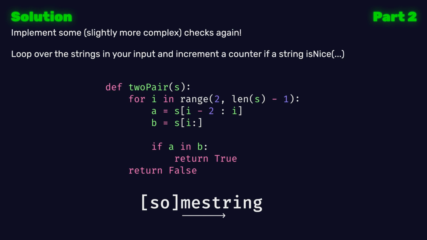Suppose we have the word, some string. What we do is we take the first pair, S and O, and then we check if this pair is in the rest of the string. If it isn't, then we just go to the next pair, which would be M and O, and repeat the process. If we find that the pair is in the suffix, then we return true. Otherwise, if at the end there was no pair which occurred twice, we return false.